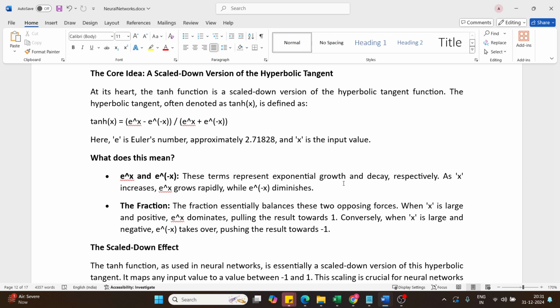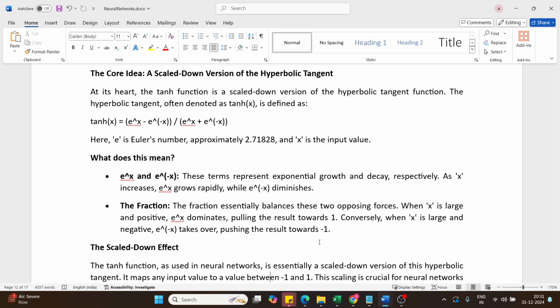Extremely exponential growth, and extremely exponential decay as well. So as x increases, e raised to the power x grows rapidly while e raised to the power minus x diminishes. Okay. So the fraction, why have we done the fraction? The fraction essentially balances these two opposing forces. Where x is large and positive, e raised to the power x dominates, pulling the result towards 1. Conversely, when x is large and negative, e raised to the power minus x takes over, pushing the result towards minus 1. So this is all the basic mathematics.